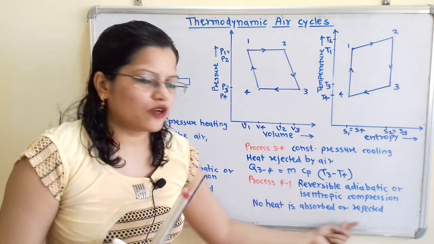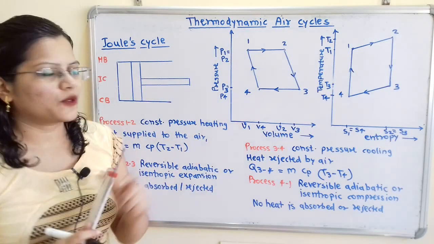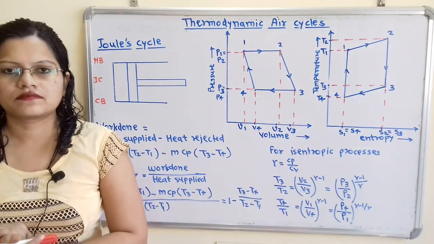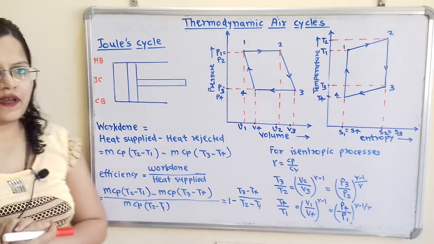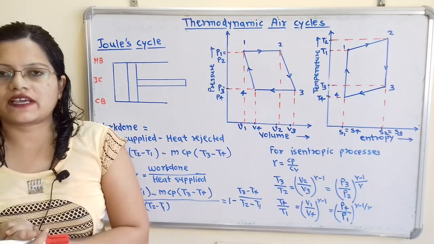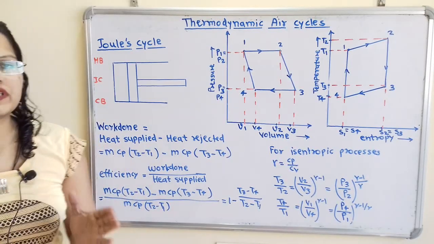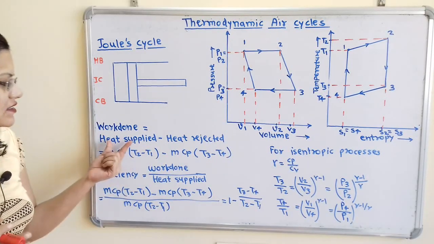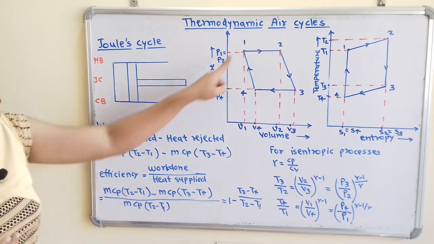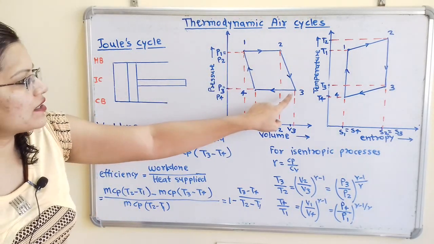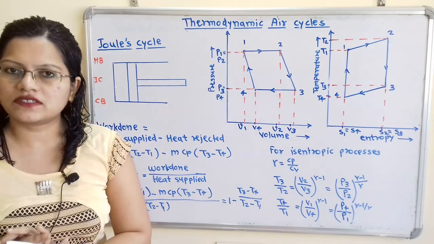No heat is absorbed or rejected in this process. Let us understand some formulas with the help of the diagram. So for the Joule cycle, what is the work done? We know that work done means heat supplied minus heat rejected. Heat is supplied during the process 1 to 2 and heat is rejected during the process 3 to 4.